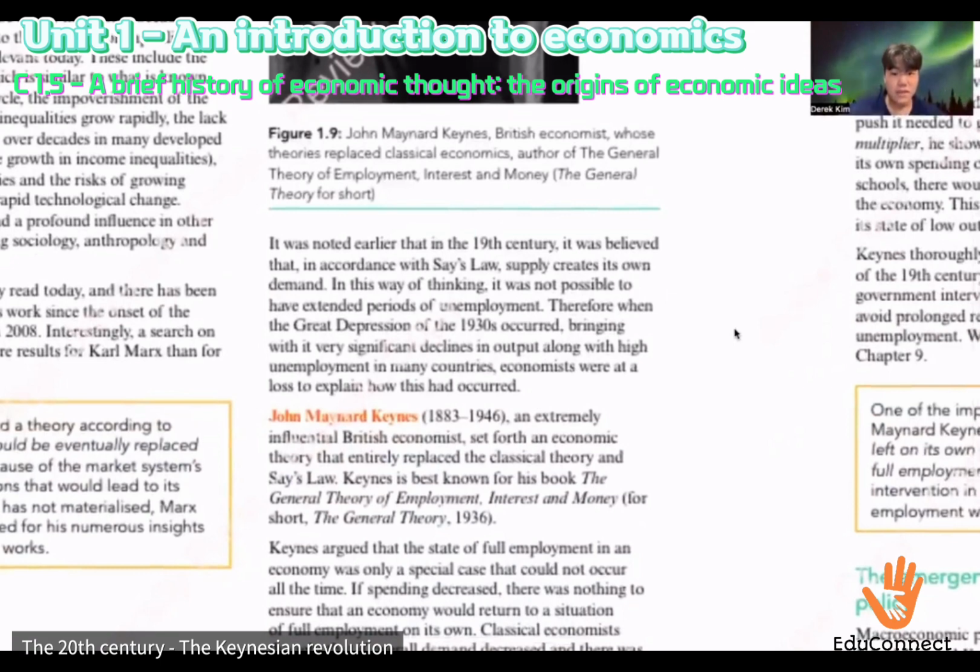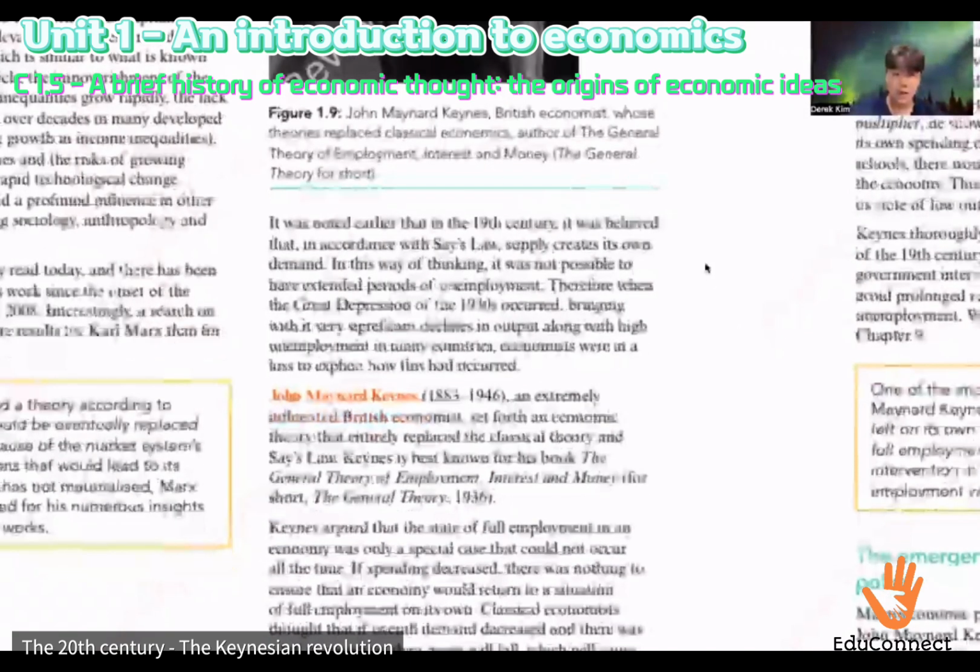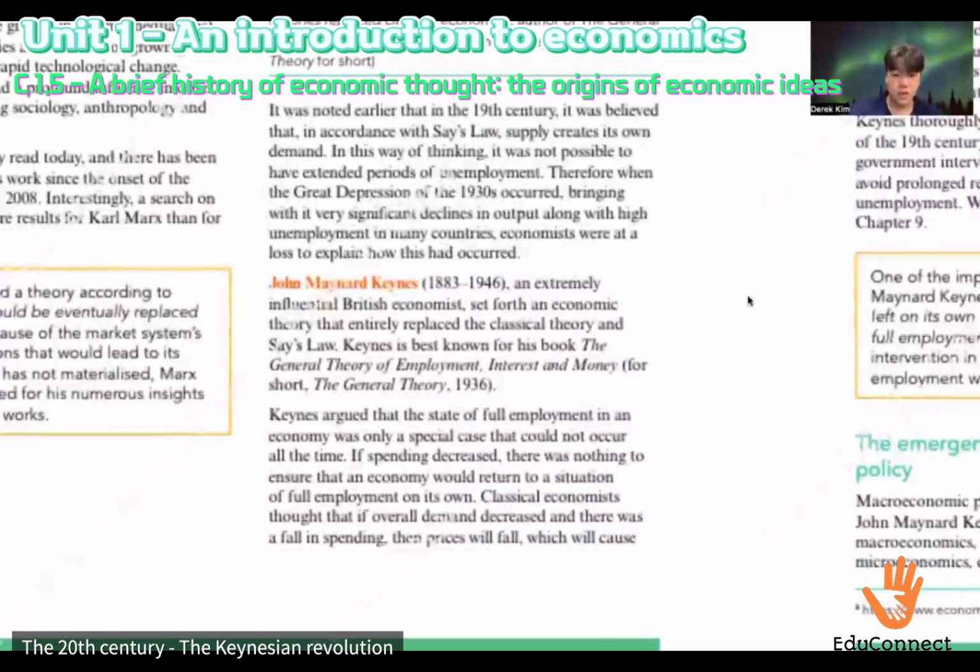Therefore, when the Great Depression of the 1930s occurred, bringing with it very significant declines in output along with high unemployment in many countries, economists were at a loss to explain how this had occurred. John Maynard Keynes, an extremely influential British economist, set forth an economic theory that entirely replaced the classical theory in Say's law. Keynes is best known for his book, The General Theory. Keynes argued that the state of full employment in an economy was only a special case that cannot occur all the time. If spending decreased, there was nothing to ensure that an economy would return to a situation of full employment on its own.